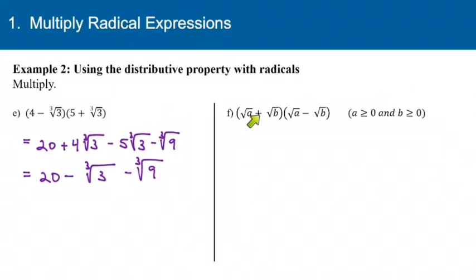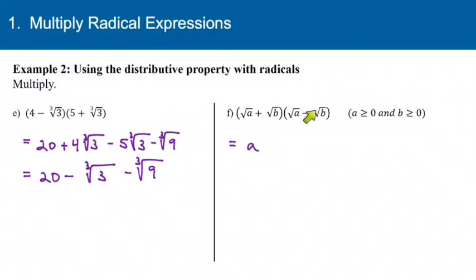So notice again we have a sum and difference of the same two terms. And they're telling us here that A and B both have to be greater than or equal to 0 so that we don't have to worry about taking the square root of a negative. But this is not going to affect how we work the problem. So we're still using the FOIL method, and we'll say first times first is square root of A times itself. So that's going to be A. And notice that I don't have to worry about absolute value bars because I've already been told that A is not negative.